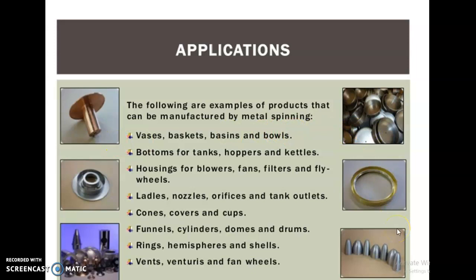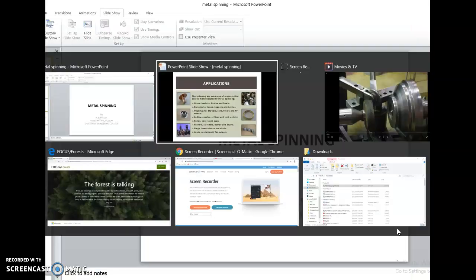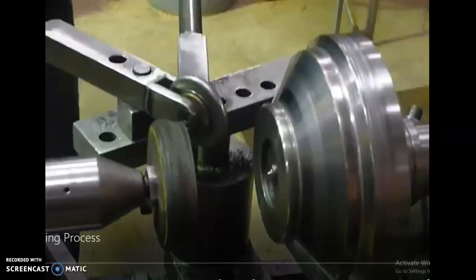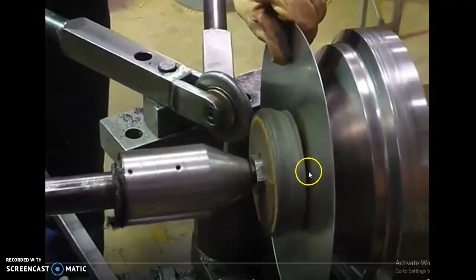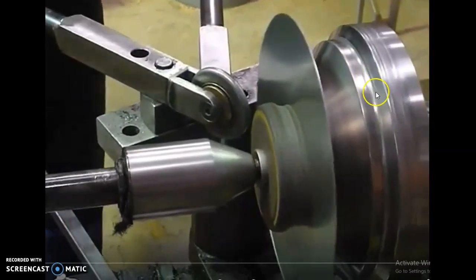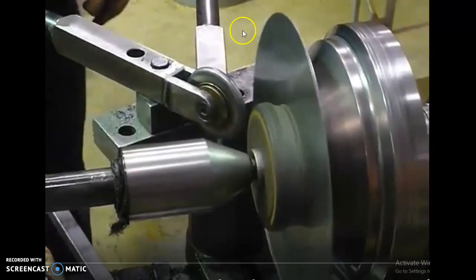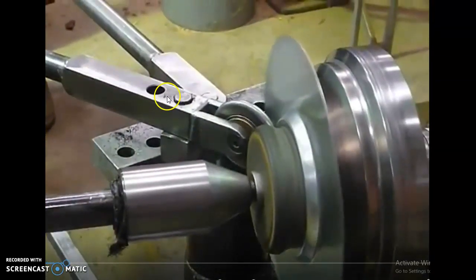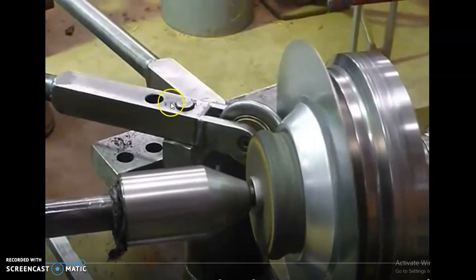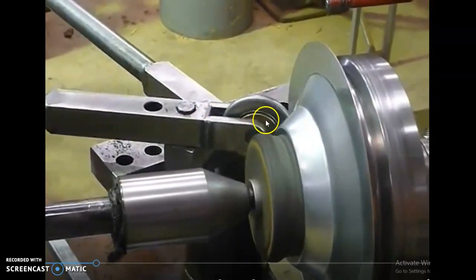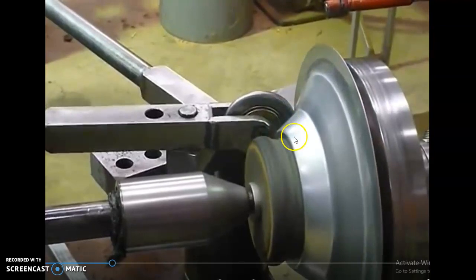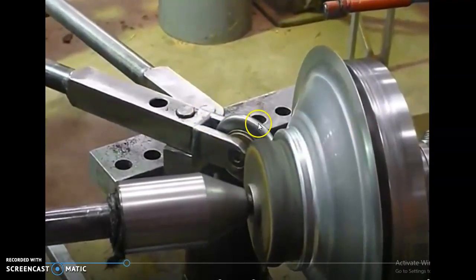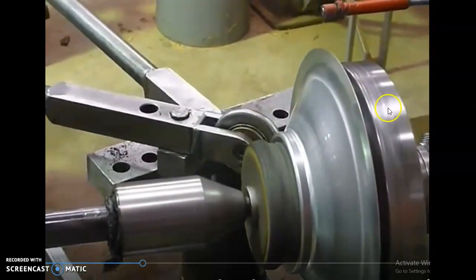I'm going to show you a video of metal spinning. You can see the video. This is the disc or blank and this is the mandrel or male form. Lubricant is applied. This is called the spinning tool. Manual pressure is given with the spinning tool on the outside of the disc. At the end the disc takes the shape of the mandrel.